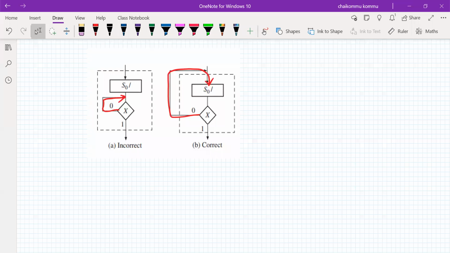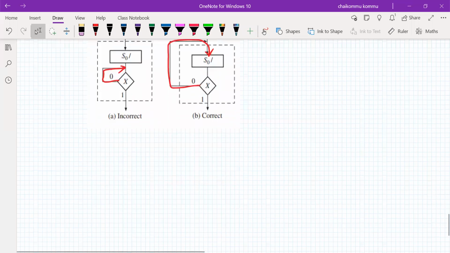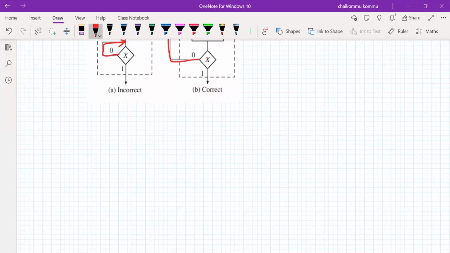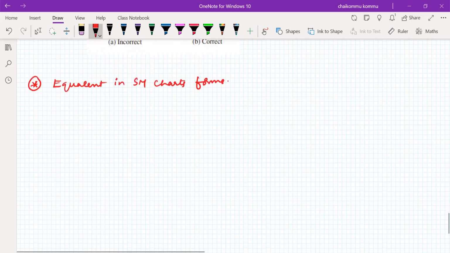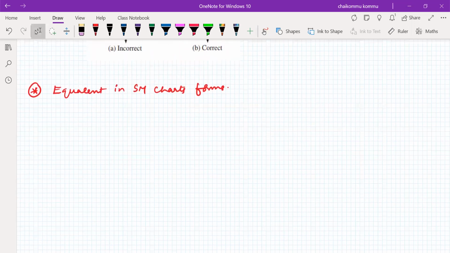Okay, so another 2 minutes are there. I'll consider another point also. SM chart forms, equivalency. Better you write it as equivalency in SM chart forms. So there is a serial form, there is a parallel form. It is possible to convert the serial SM chart into a parallel SM chart, and vice versa.